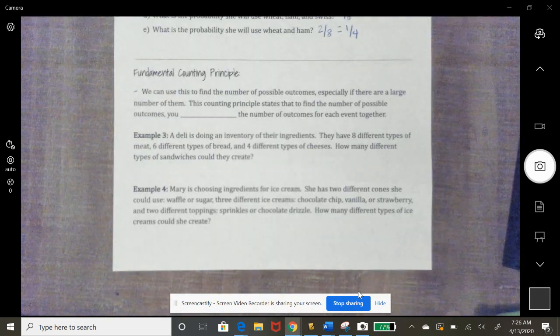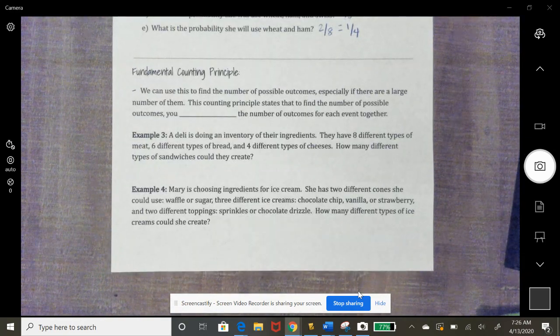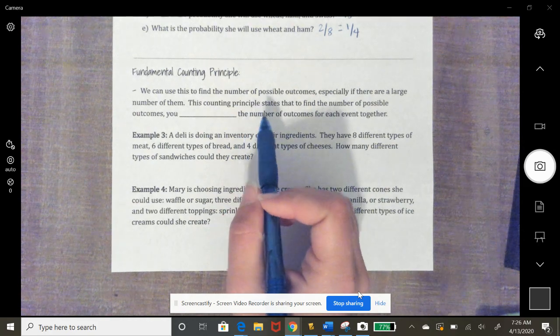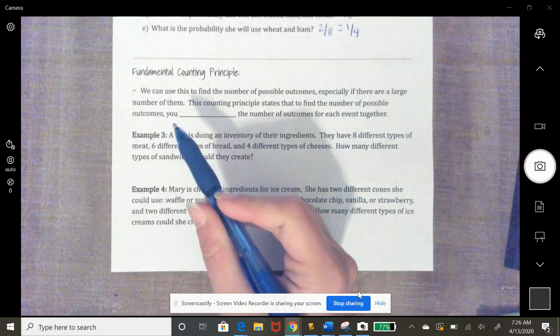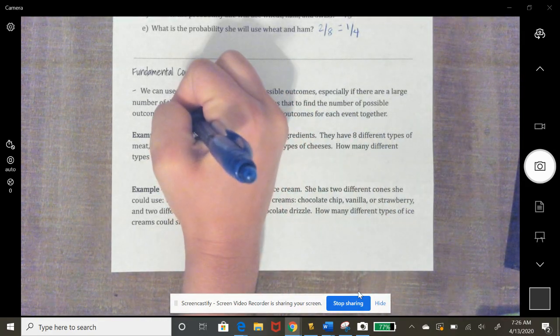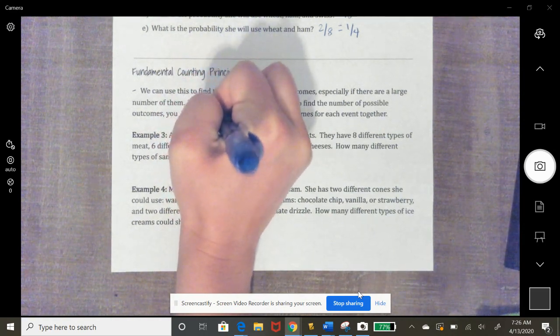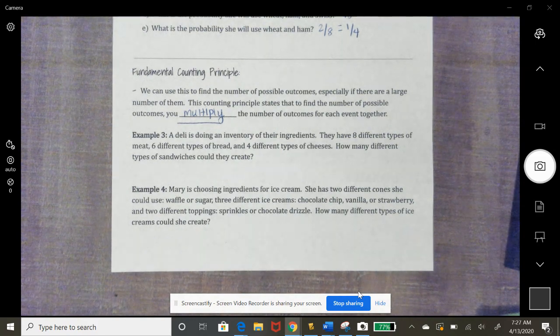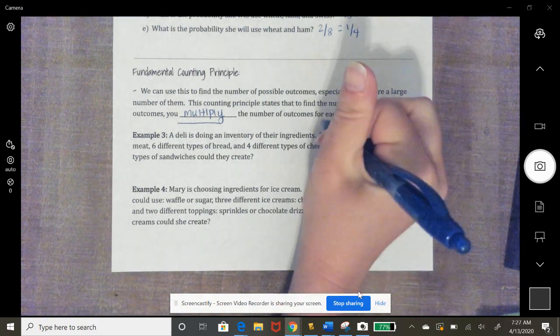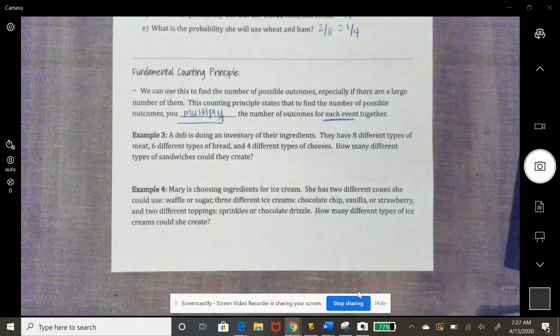Because if you have a lot of things to choose from or a lot of events, you'll be making huge tree diagrams, and we don't want to do this. So this is called the fundamental counting principle. We can use this to find the number of possible outcomes, especially if there are a large number of them. This counting principle states that to find the number of possible outcomes, you're going to multiply, okay, that's the key, the number of outcomes for each event together, okay?